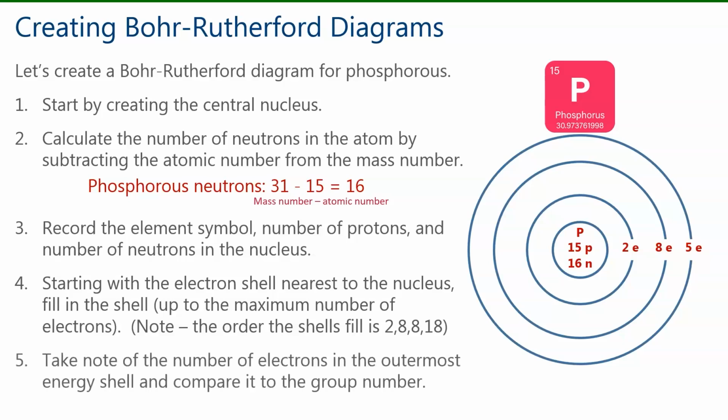Take note of the number of electrons in the outermost energy shell and compare it to the group number to be sure you're right. We have 5 electrons in the outermost energy level. So for phosphorus, we look at the periodic table and we see that phosphorus is in group 15. And we remember that for the double-digit groups, we look at the last digit. That should be the same as the number of valence electrons. The last digit is 5, and there are 5 valence electrons in phosphorus.